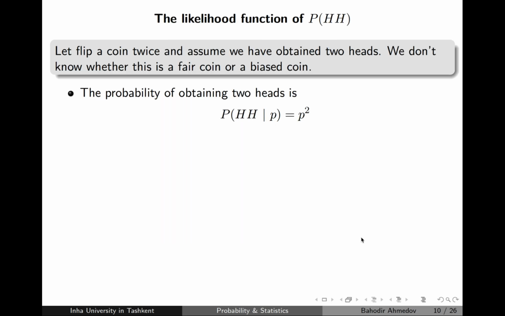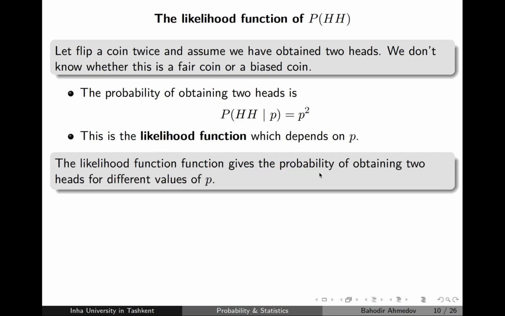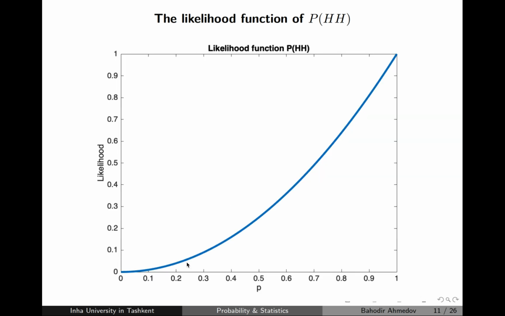While the likelihood function gives us the probability of getting a certain output depending on the parameter. So let's flip the coin twice and assume that we've obtained two heads. We don't know whether this is a fair coin or a biased coin. We don't know what is the probability of obtaining heads. At the same time, the probability that we're going to have two heads with some p is going to be p squared, right? So the graph of the likelihood function looks like a parabola.